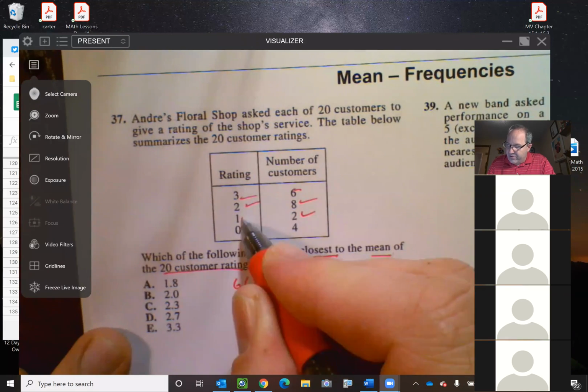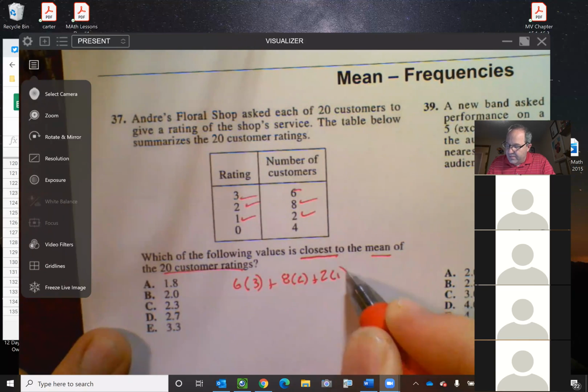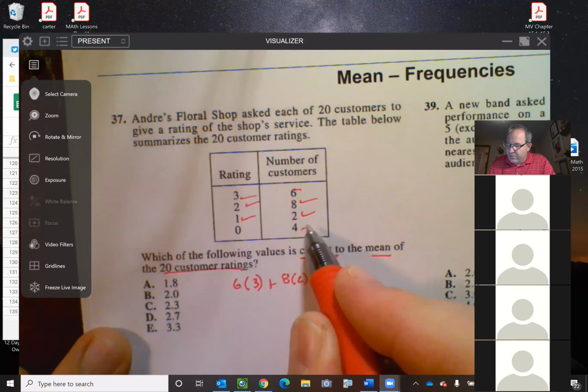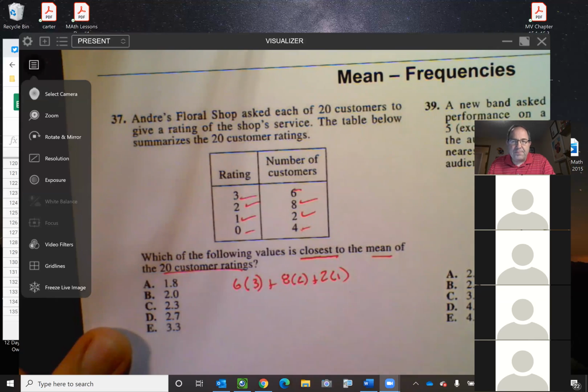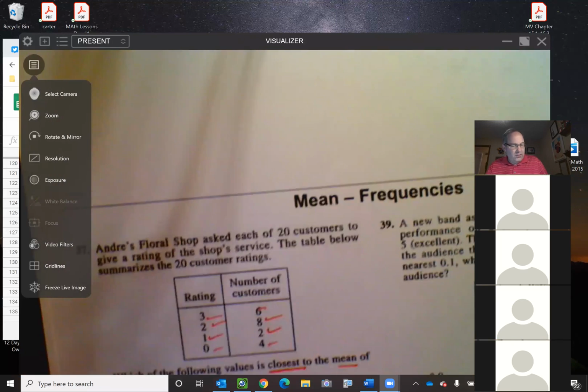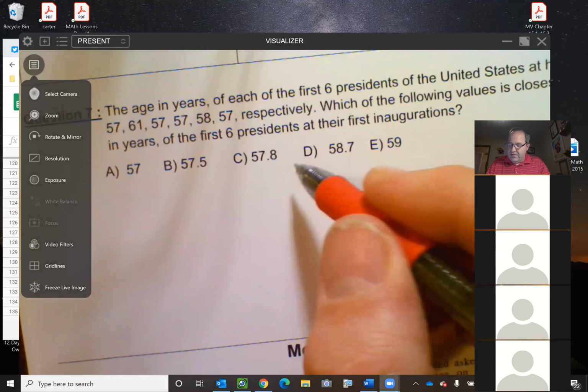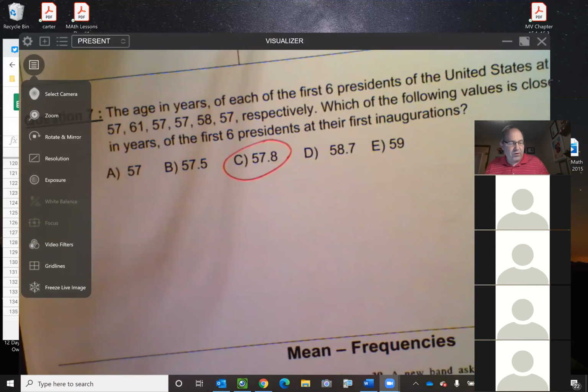And 2 customers that rated it as a 1. I'm not going to bother adding in the 4 times 0. Mr. Flynn, yeah, can you go back to question 7, please? I just wanted to see the answer. No worries. It should be letter C, 57.8.